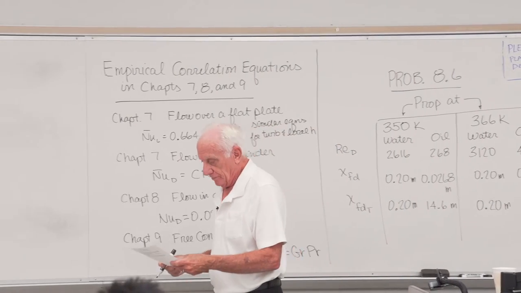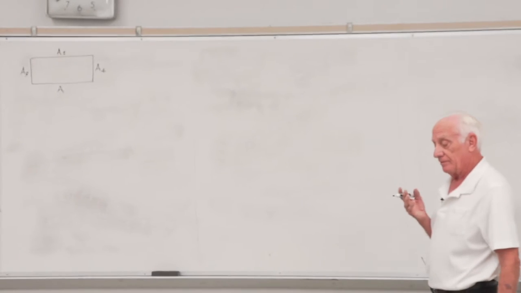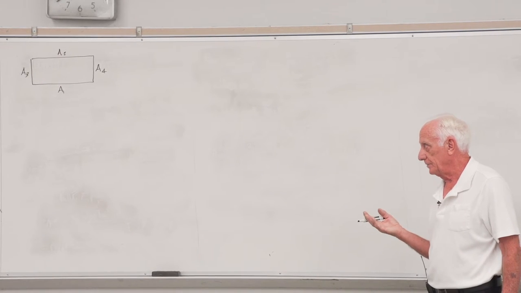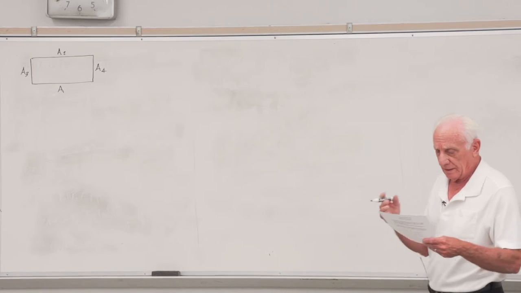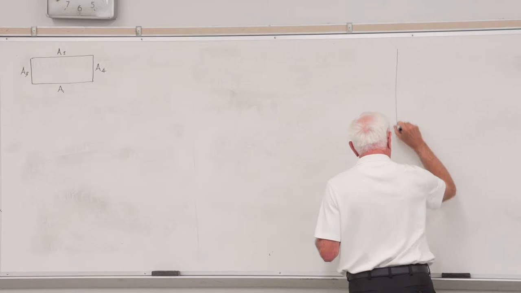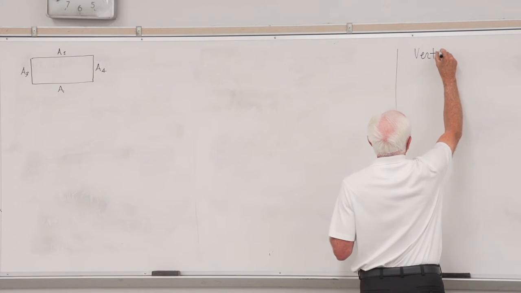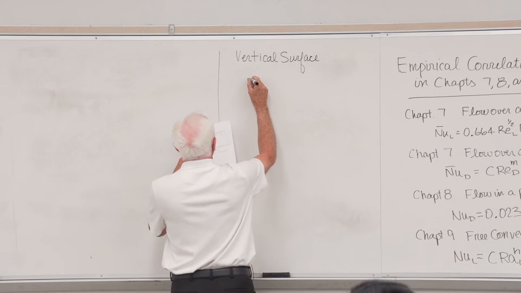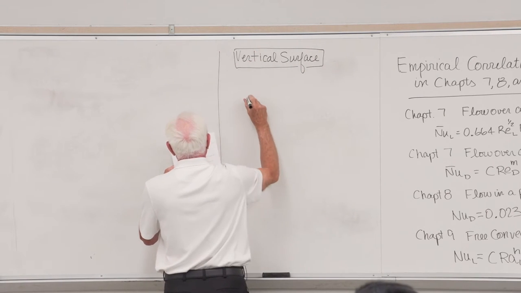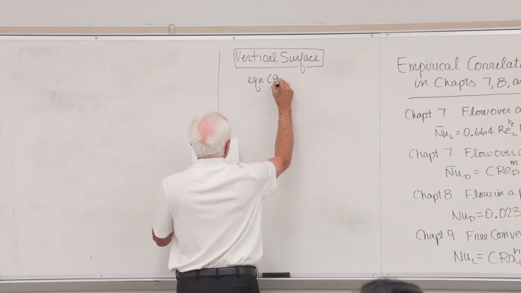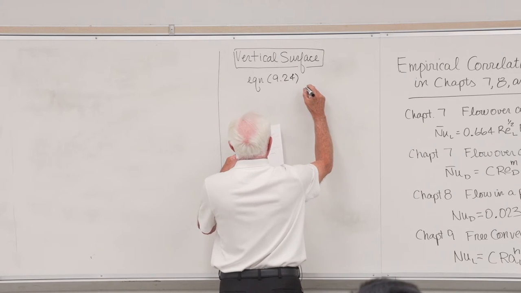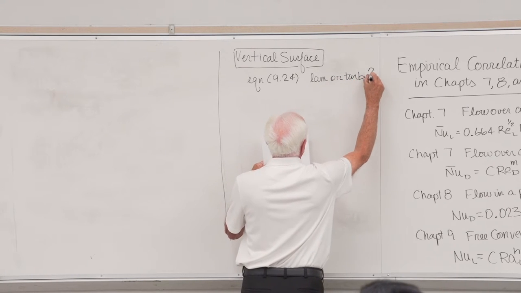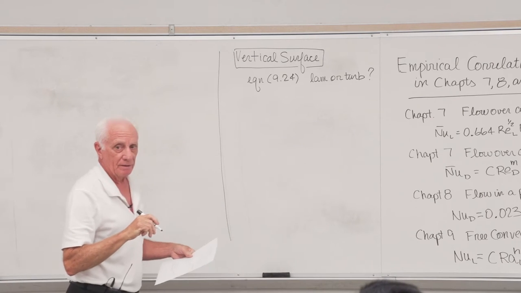So now let's look at, to find Q prime, we need H, okay. To find H, we need Rayleigh. Okay, we'll do that. But let's start out and summarize again what we did last time. For a vertical surface, equation 924. Laminar or turbulent. Magic number, Rayleigh, 1 × 10⁹.